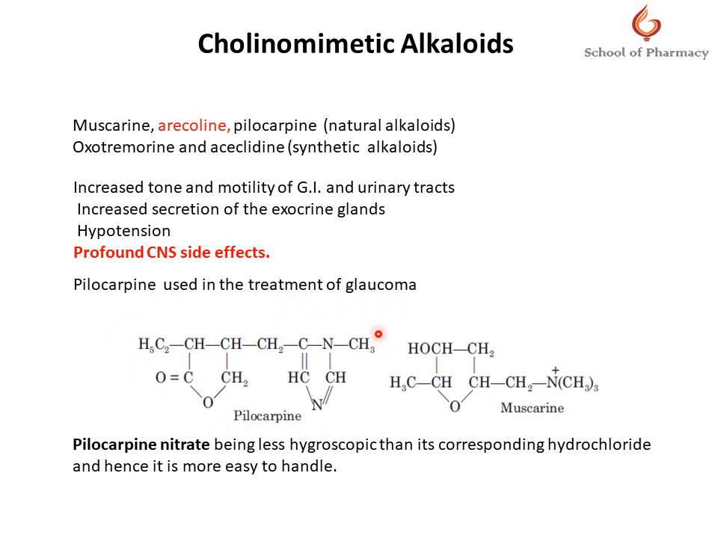This is the structure of pilocarpine, and this is the structure of muscarine. There are two salts in which pilocarpine is available in the market. One is nitrate and the second is hydrochloride. Being less hygroscopic, nitrate is preferred and more easily handled than the hydrochloride salt of pilocarpine.